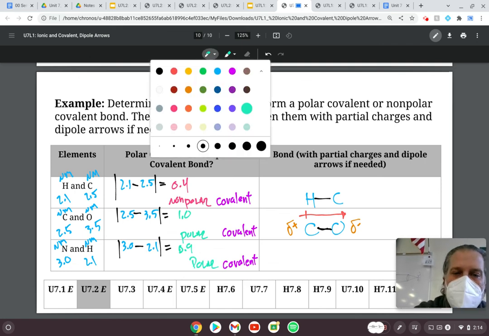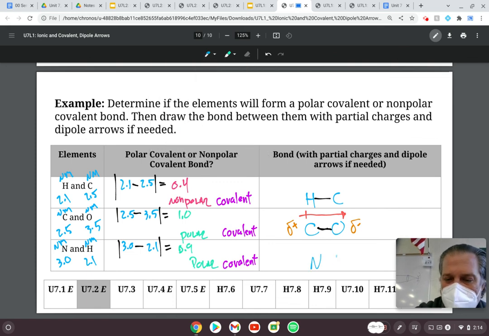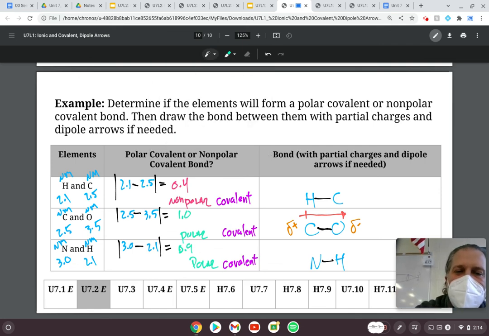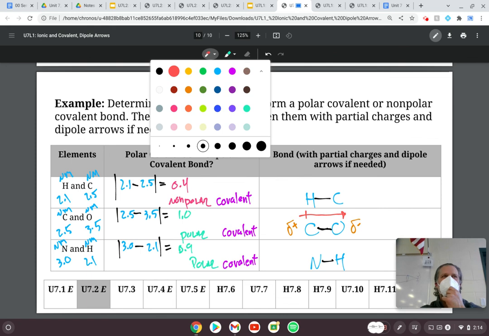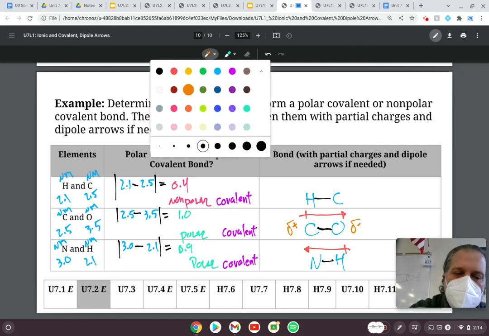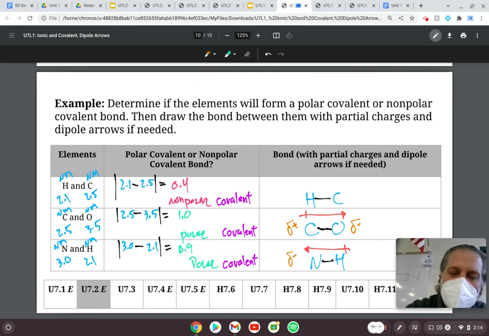So I'm going to take my nitrogen and bond it to a hydrogen. And now, because it's polar, I have to figure out the direction of my dipole arrow. My dipole arrow is going to go toward the more electronegative element, which in this case is nitrogen. So it's going to go like that. I'm going to use my partial charges. Nitrogen is going to have a delta negative charge because nitrogen is more electronegative, and hydrogen is going to have a delta positive charge because the electrons are being pulled away.